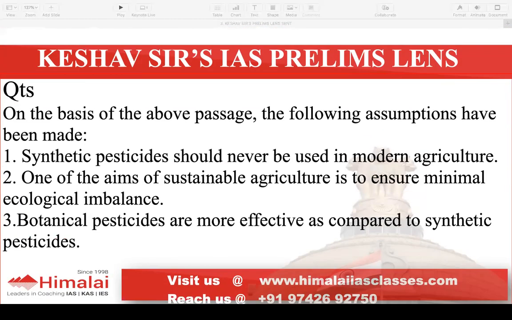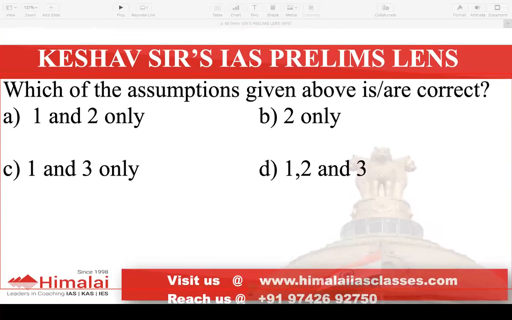Question. On the basis of the above passage, the following assumptions have been made. 1, synthetic pesticides should never be used in modern agriculture. 2, one of the aims of sustainable agriculture is to ensure minimal ecological imbalance. 3, botanical pesticides are more effective as compared to the synthetic pesticides. Which of the assumptions given above is correct? A, 1 and 2 only. B, 2 only. C, 1 and 3 only. D, 1, 2 and 3.